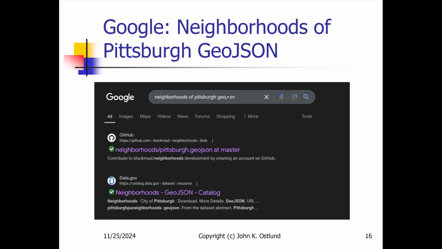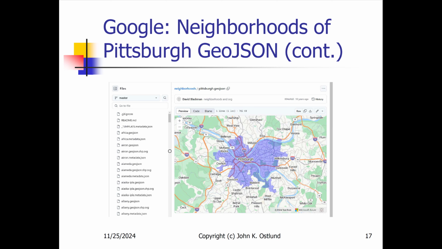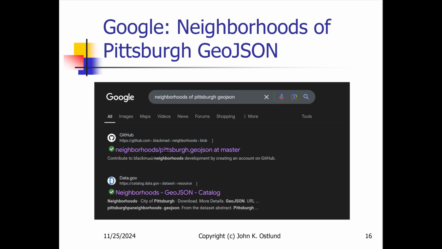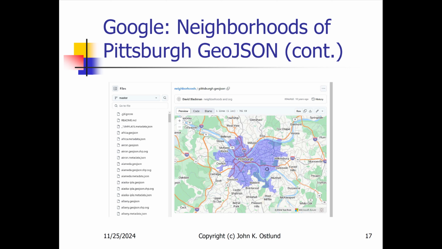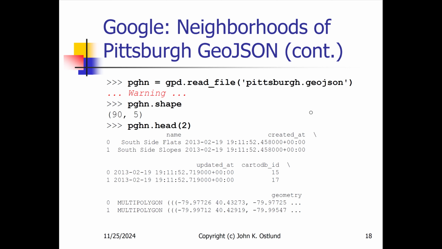If I search for the neighborhoods of Pittsburgh in GeoJSON format, what I will discover is this GitHub repository that has an enormous amount of information about cities literally all over the world. And if I click on that particular link, I end up with this visualization. And you can see here that we've got Africa, Akron, Ohio, Alameda, California, Albany, New York, on and on and on. And this little icon here in the upper right is the download icon. I did click that, and that downloads this file called Pittsburgh GeoJSON.